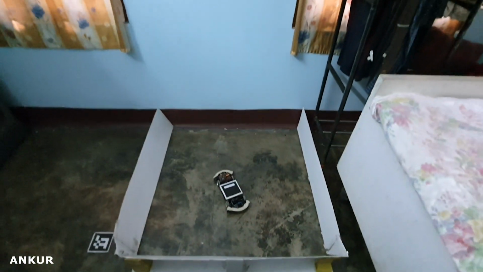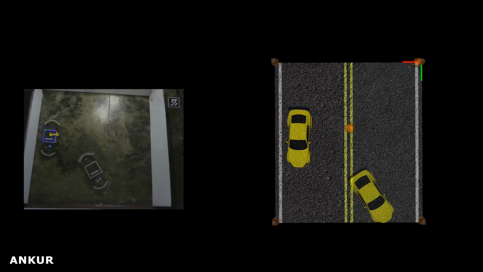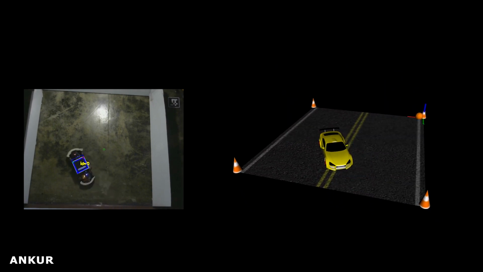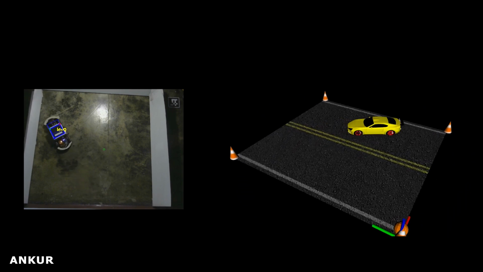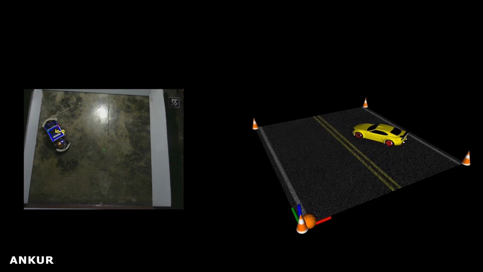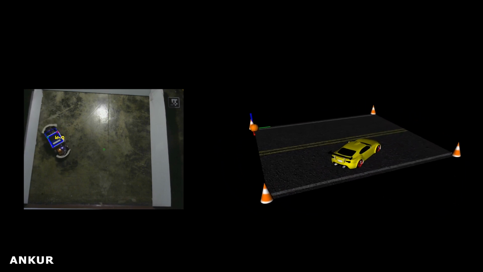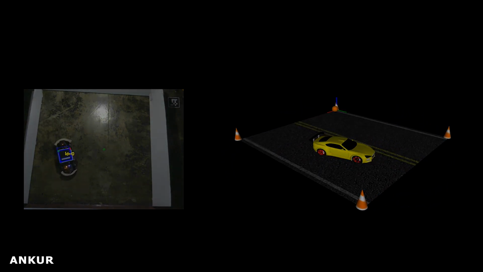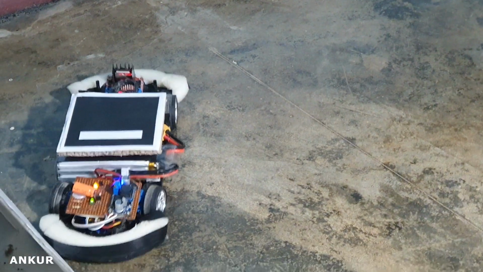Aruco markers attached on the car and on the floor are tracked by an overhead camera. Based on the tracking, a 3D render is created, which can be visualized from any direction. The car runs on Robot Operating System or ROS.